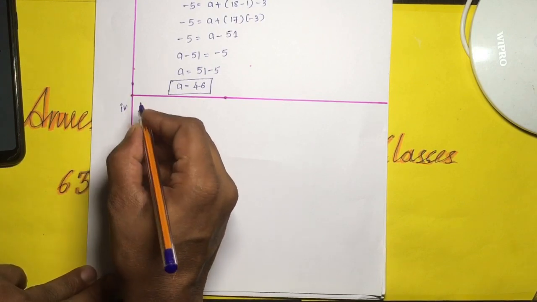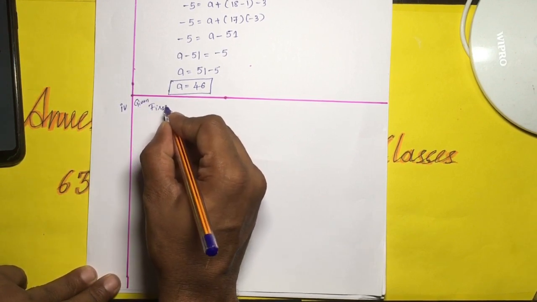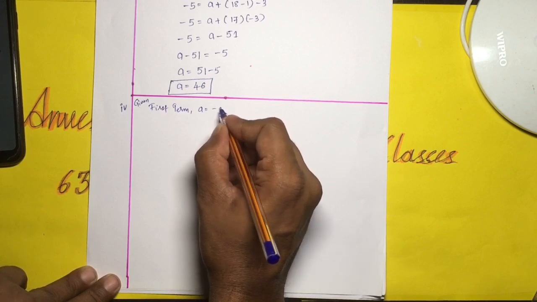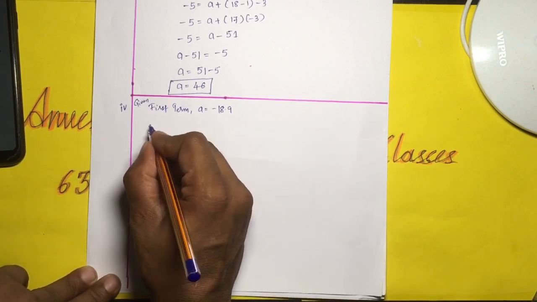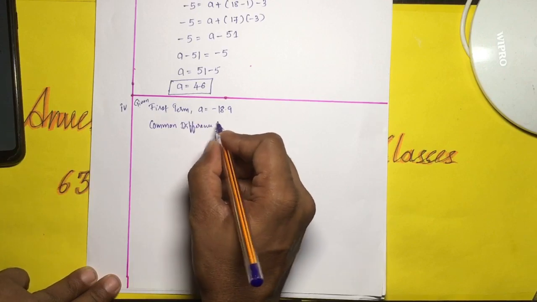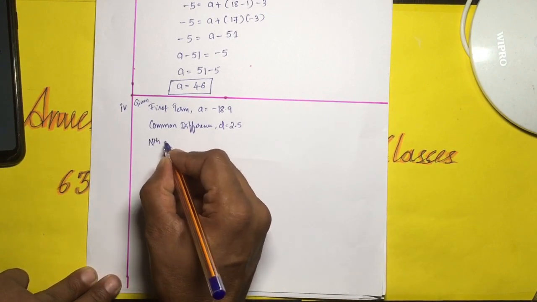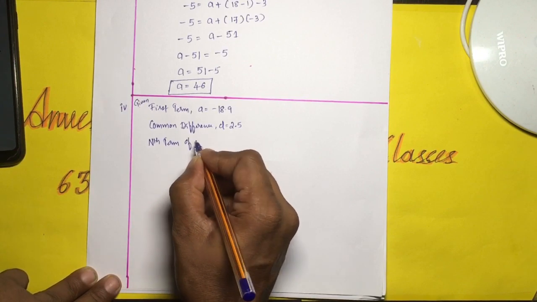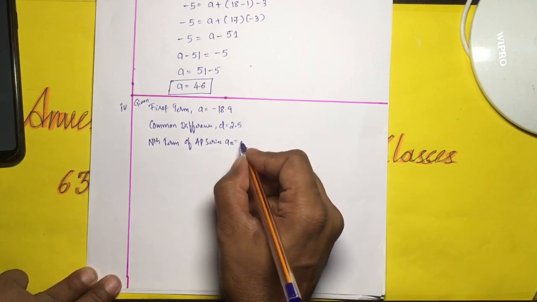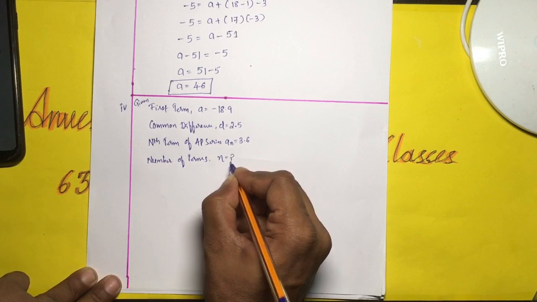So students, fourth problem, given first term a is equal to minus 18.9, common difference d is equal to 2.5, nth term of AP series an equal to 3.6. Number of terms we have to calculate.